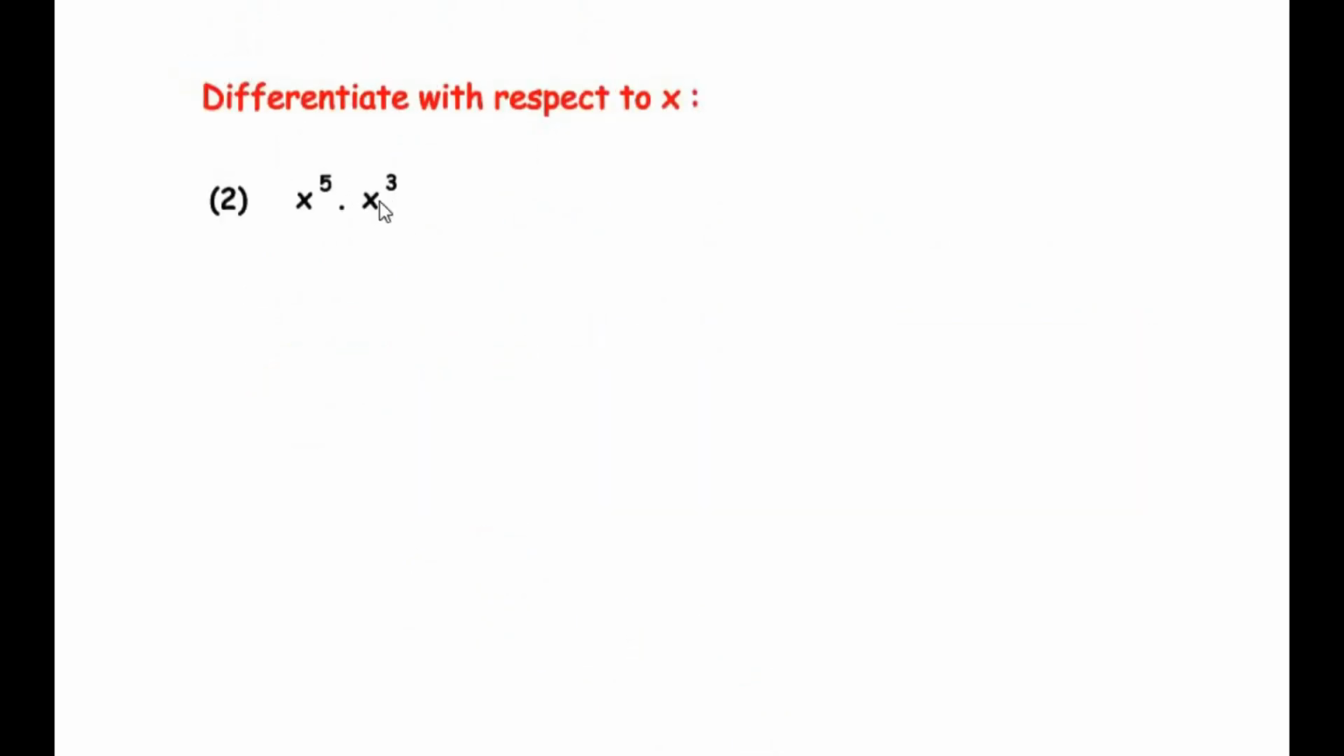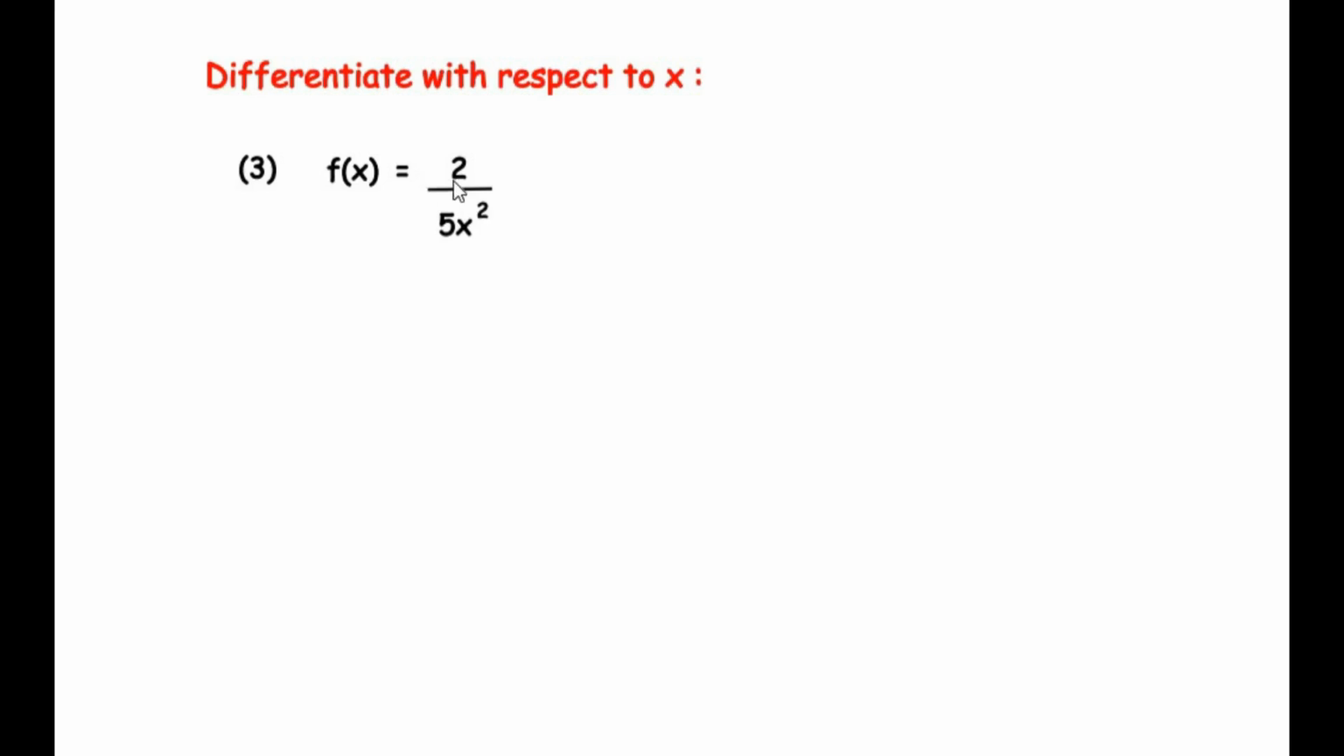Differentiate with respect to x, x to the power of 5 times x to the power of 3. Now using the laws of indices, the bases are same, so we can add the powers. So we can write it as x to the power of 5 plus 3 is 8. Now let us differentiate x to the power of 8 with respect to x. So using the power rule, we are going to write 8 here first, multiplied with x to the power of 8 minus 1, which is 7. So the differentiation of x to the power of 5 times x to the power of 3 is 8 times x to the power of 7.